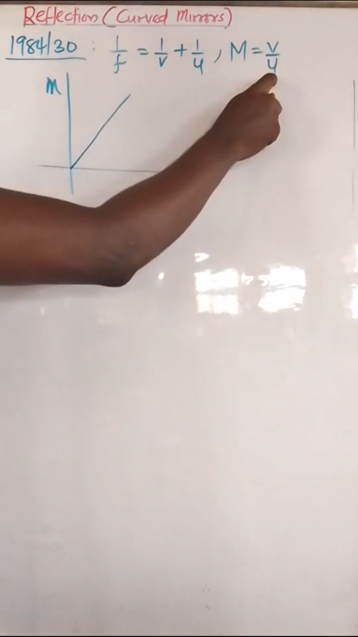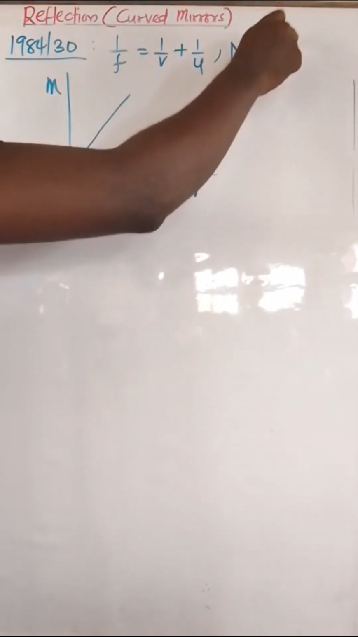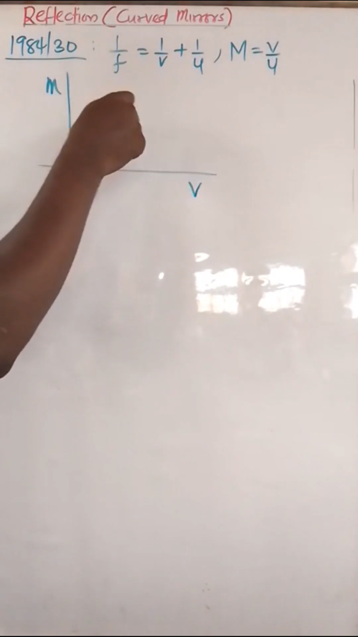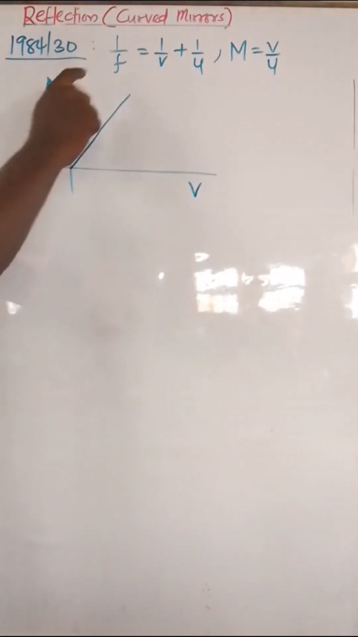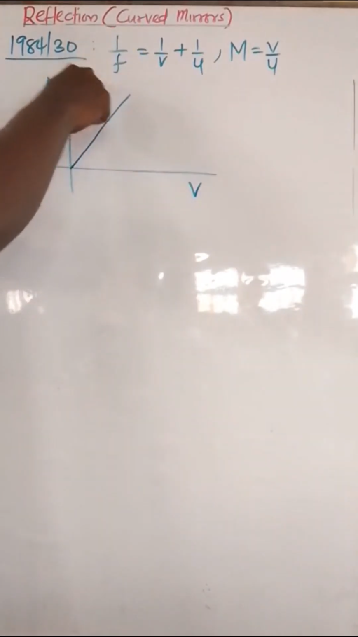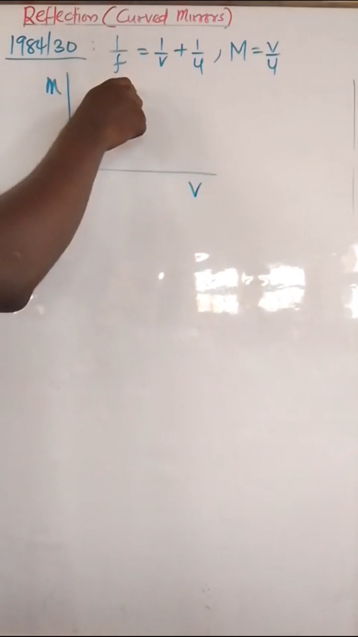Because if U is fixed, V and M will also be fixed. So if V is changing, U too will change. In that case, we have to include the focus. What's actually constant here? V changes, U changes, M changes. It is only F that does not change. So to sketch the graph, that constant must come in.